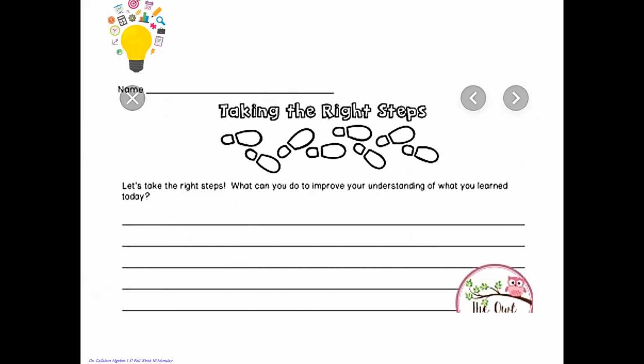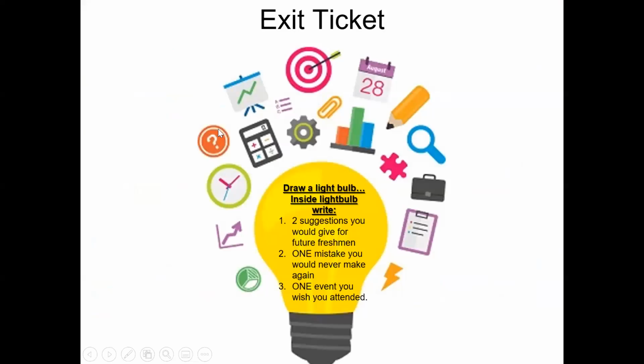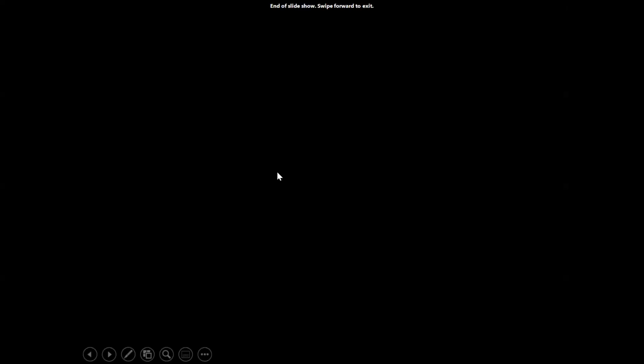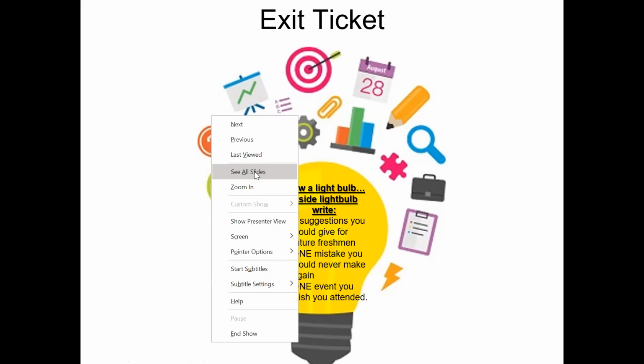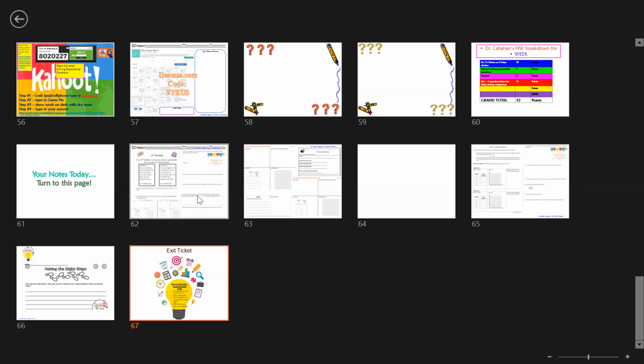All right, so next what I have you guys do is the following. This is your exit ticket. Let's take the right steps. What can you improve your understanding of what you learned today? And what I want you guys to do is on your desk or on a piece of paper, draw a light bulb. Inside the light bulb, I want you to write 2 suggestions you can give for future freshmen, 1 mistake you would never make again, and 1 event that you wish you attended before COVID happened. So go ahead and answer those questions on a separate piece of paper.